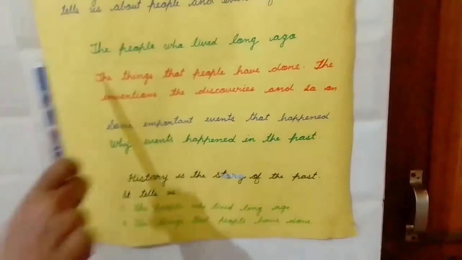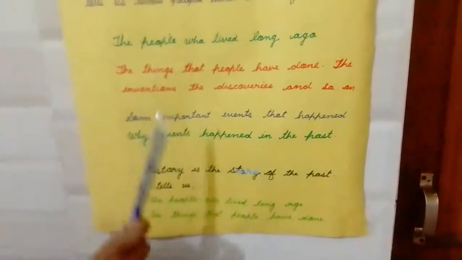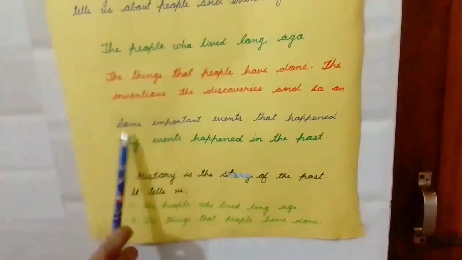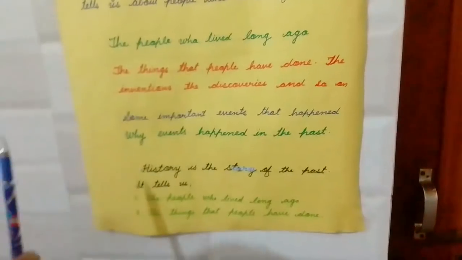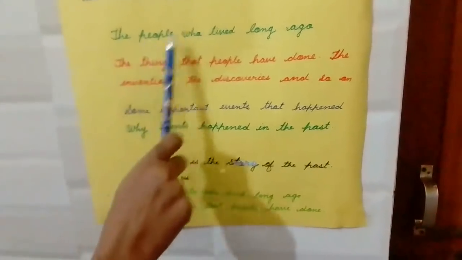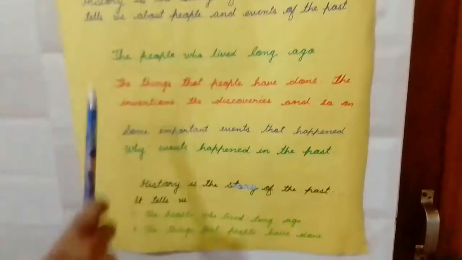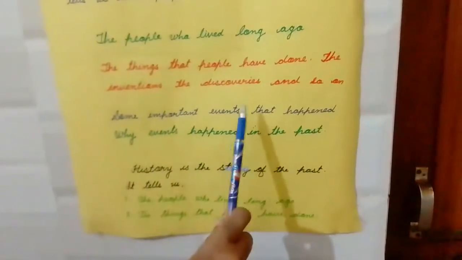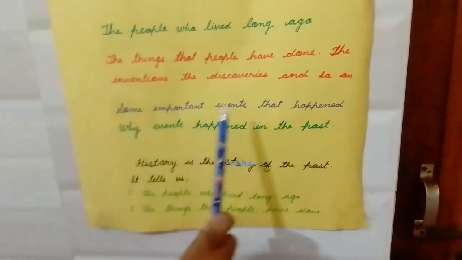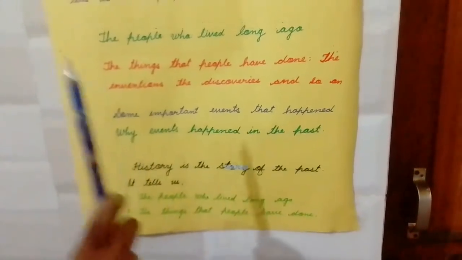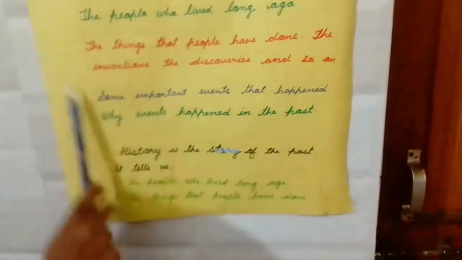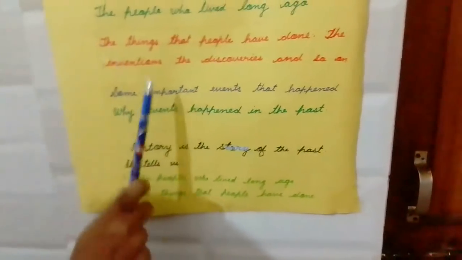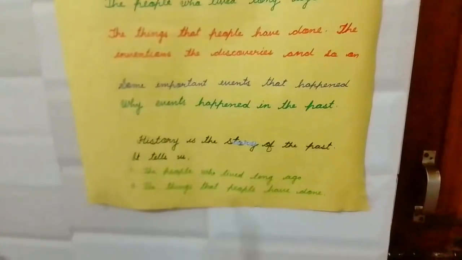Children, how do you come to know all these things? Because history helps us to study the past. So, the people who lived long ago, the things that people have done, the inventions, the discoveries, and so on. Some important events that happened. Why do events happen in the past? We come to know all these points because we are studying history.